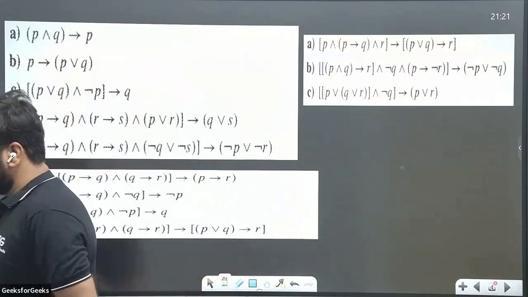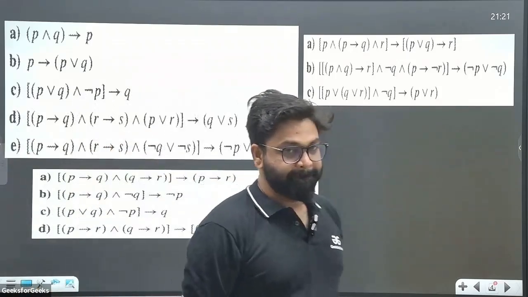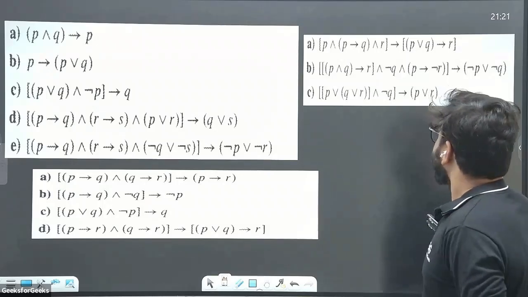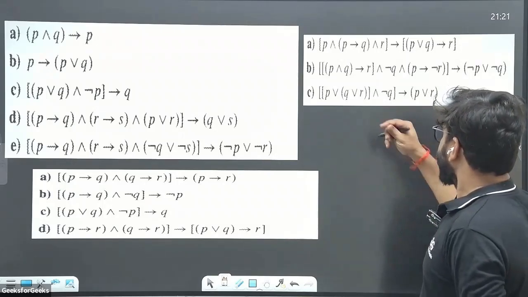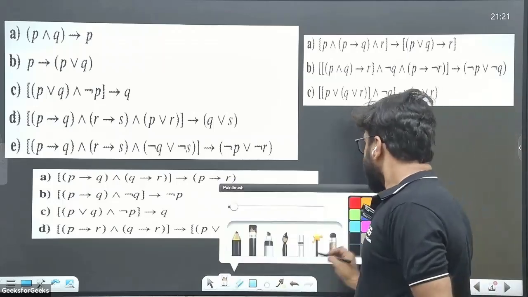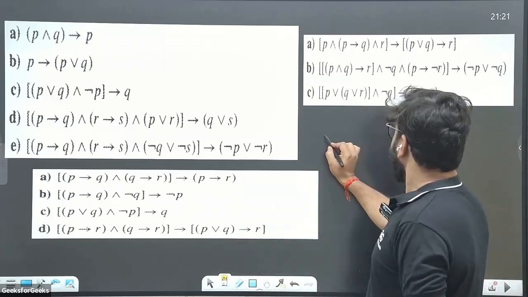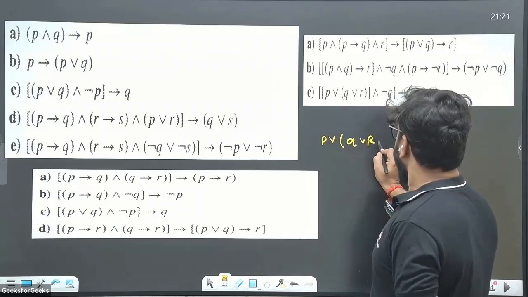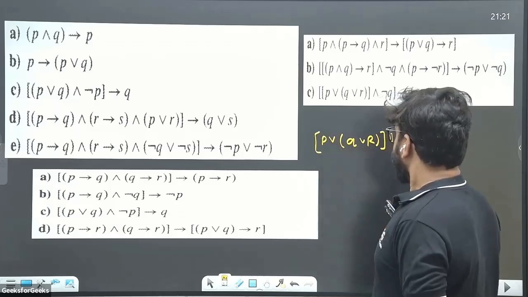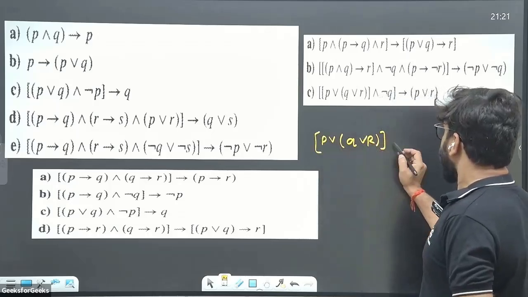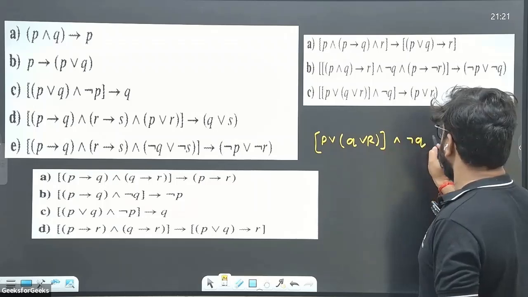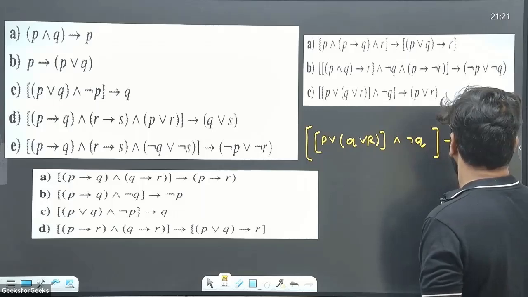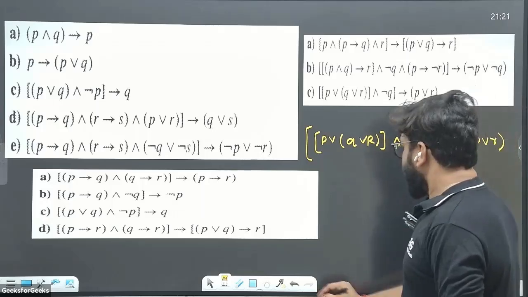I think most of the questions are clear. Yes, sir. The right side top, question number C. This one, right? Okay, so your question is something like that. It's saying P or Q, or R. This is one entity, and then and negation of Q, and this whole thing is implying, which is nothing but P or R.